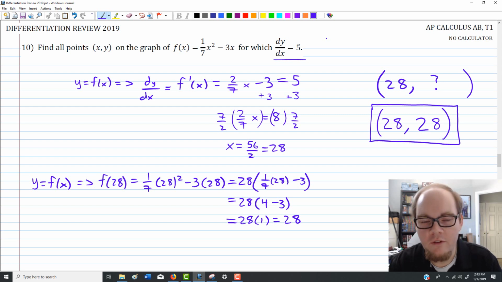So again, the most important thing: find the derivative, set it to 5, and work your way through. Pretty standard kind of question, but asked in a different way.